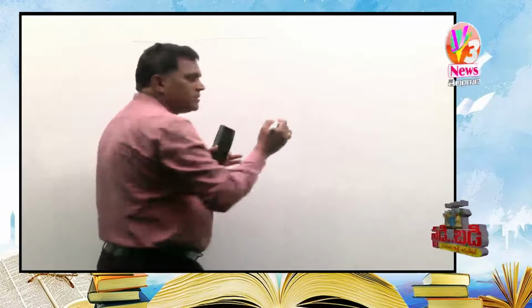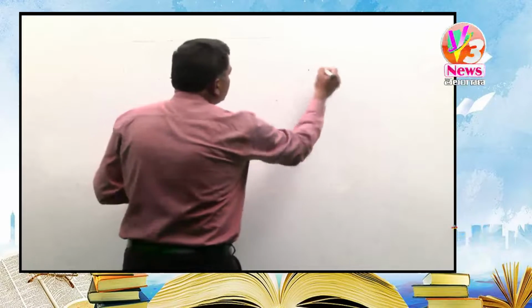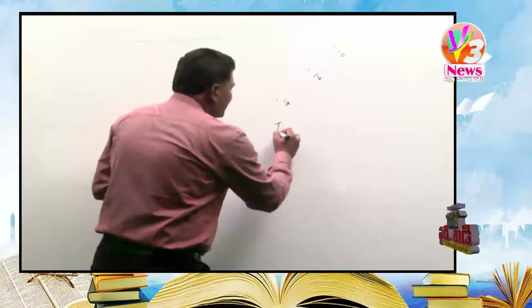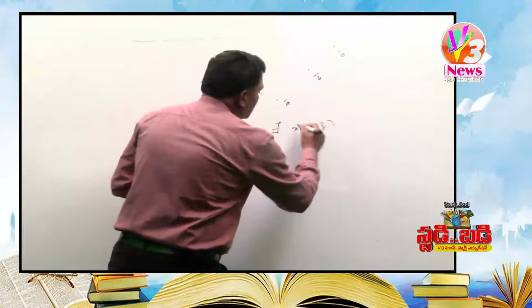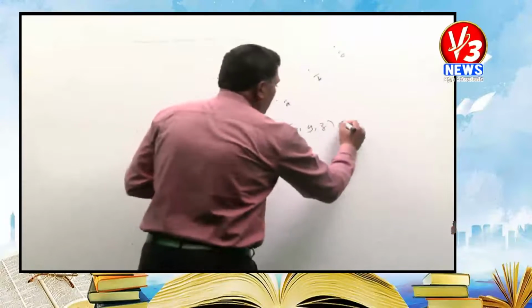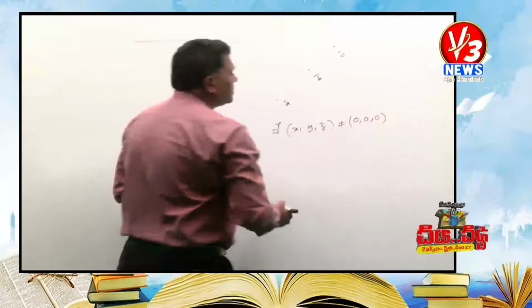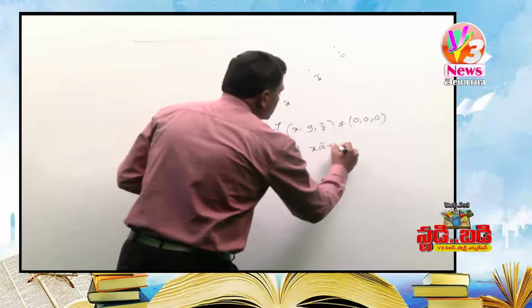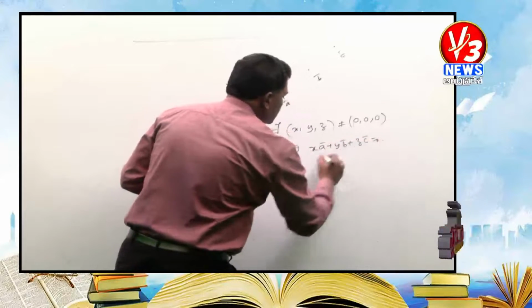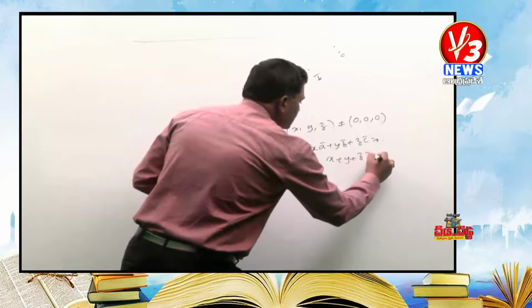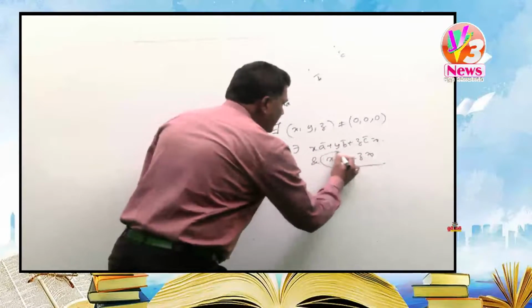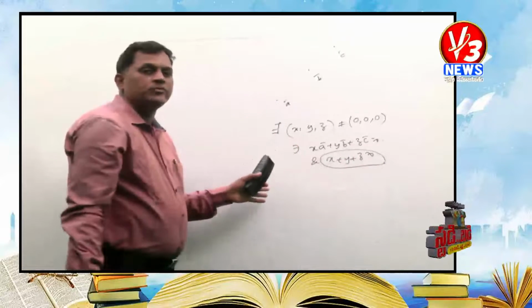Here, in case of collinearity, suppose 3 points are given, whose position vectors are A bar, B bar, C bar. Then there exist some real numbers x, y, z, which are not all simultaneously zero, such that x A bar plus y B bar plus z C bar equals 0 and x plus y plus z equals 0.